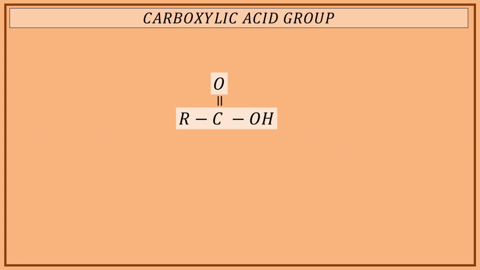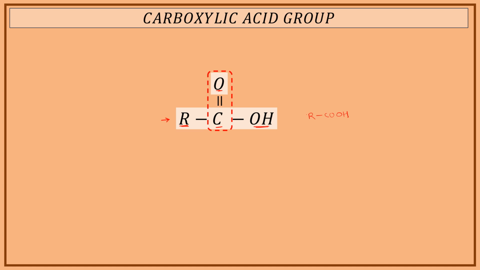Carboxylic acids are the organic molecules in which a carbon attached with an oxygen through a double bond, that is the carbonyl group, is linked with an alkyl group on one side and an OH group on the other side. Okay, so we generally represent a carboxylic acid as RCOOH. Okay, and we are going to learn about its IUPAC nomenclature in this video.